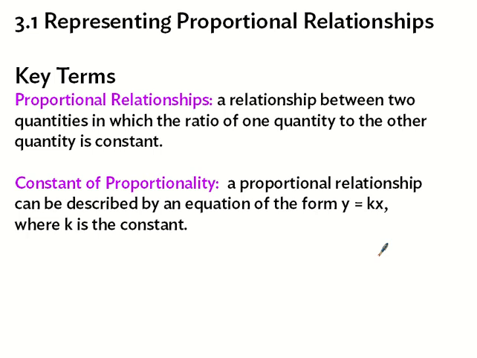So remember that from our Explore activity, all of our ratios became 3 or 3 over 1. And that was our constant, and that's what made them proportional. The constant of proportionality means that a proportional relationship can be described by an equation of the form y equals kx, where k is that constant. So again, from our Explore activity, our constant would have been 3. And if we wrote an equation for our Explore activity, it would have been y equals 3x.